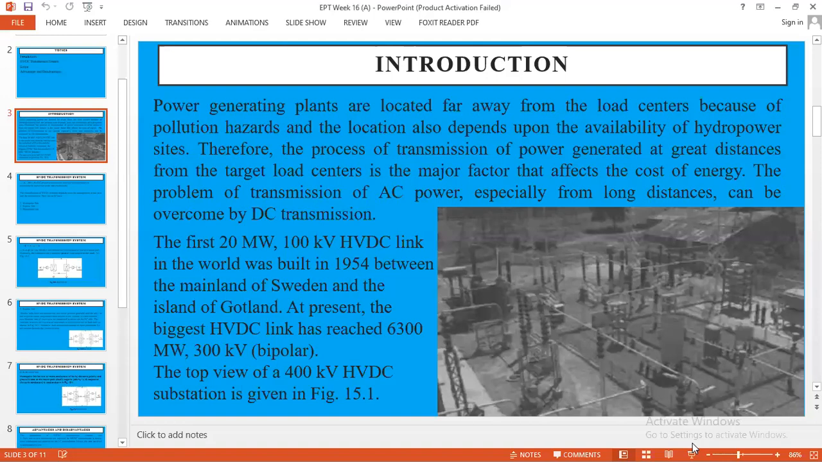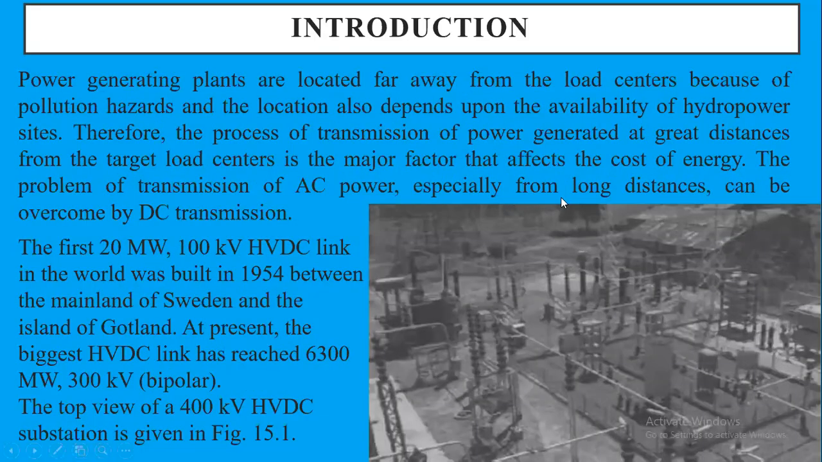Okay, we were on the stage discussing the problem of transmission of AC power, especially over long distances, which can be overcome by DC transmission. AC transmission is full of losses, such as eddy current losses, hysteresis losses, skin effect, corona effect, and other frequency-oriented losses.